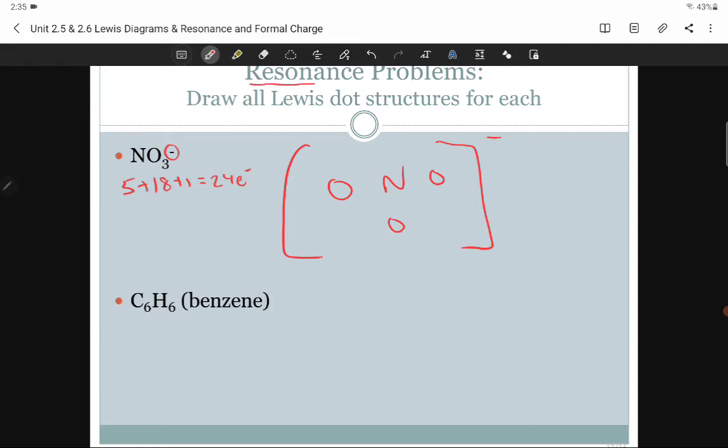Since it's going to be resonance, we know it's not going to be single, single, single everywhere. You can't resonate between all singles. So let's try this first, and let's see if that gets us anywhere. We're only allowed to use 24 dots. 2, 4, 6, 8, 10, 12, 14, 16, 18, 20, 22, 24 dots. Guess what? That's right.